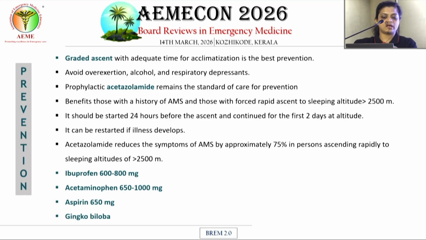Then you have to avoid overexertion, alcohol, and respiratory depressants. There is a role of prophylactic acetazolamide for preventing acute mountain sickness. Then there are other therapies like ibuprofen, acetaminophen, aspirin, and medical therapies like ginkgo biloba.